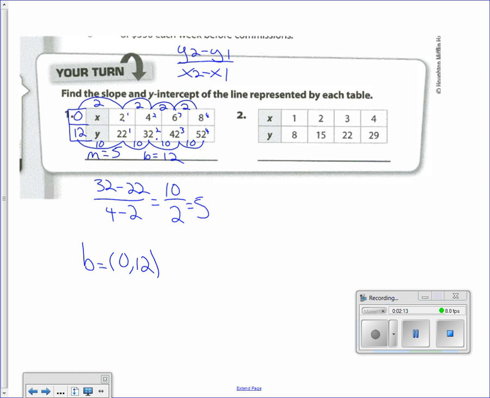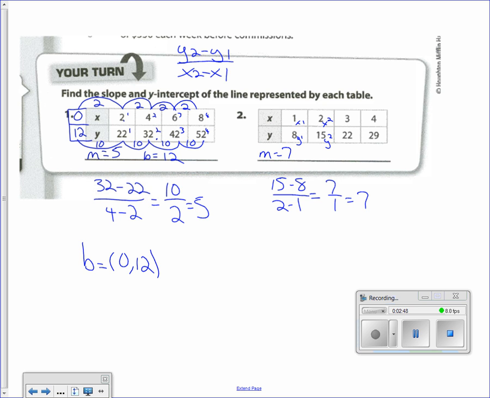All right, we'll do one more. I'll use y2 minus y1 over x2 minus x1. So that is 15 minus 8 over 2 minus 1, which is 7 over 1, which equals 7. So my slope equals 7. So this is my x1, x2, y1, y2.